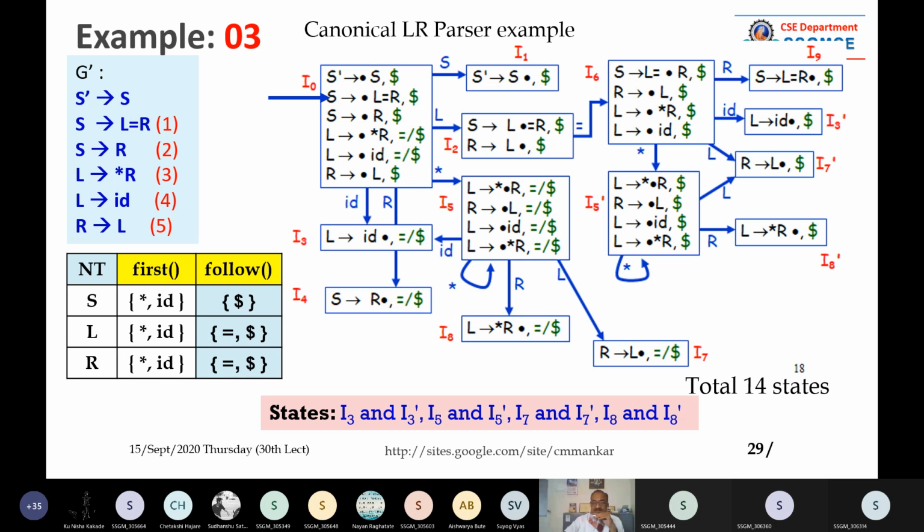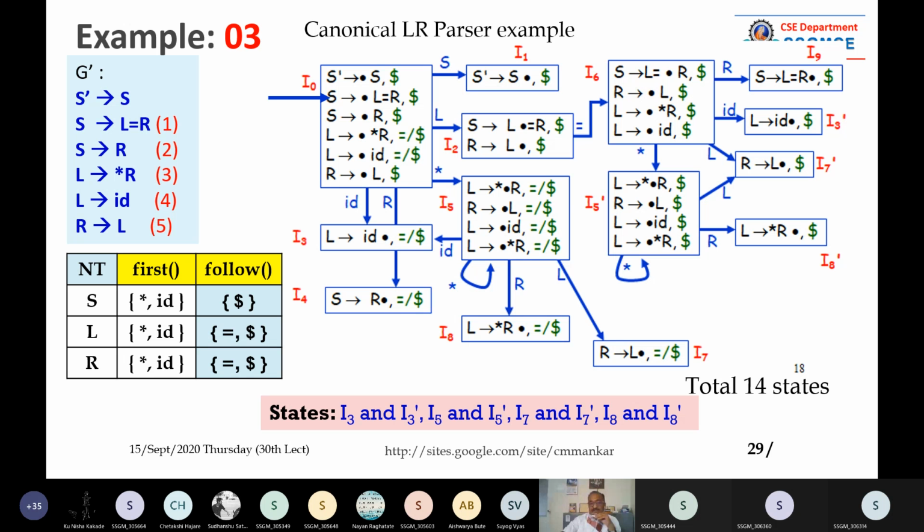See here there is a little difference. For example, there are some states like I5 and I5 dash. I don't know whether you are able to see my mouse pointer on your end or not, but this is I5 and this is I5 dash. Then again, there is an I7 dash and I7 is also there. It is in the bottom. Then there is an I8 dash and there is an I8 also. It is again in the bottom, in the second row, sorry, column.